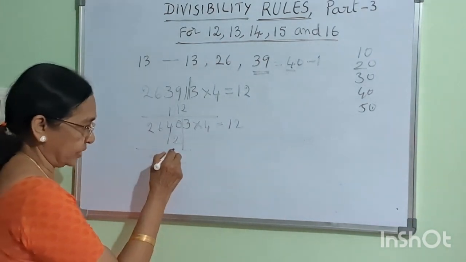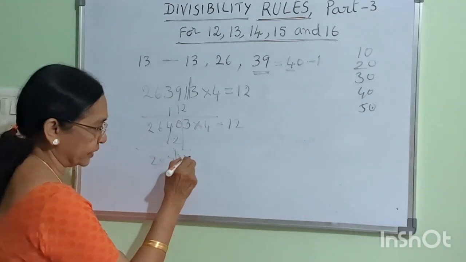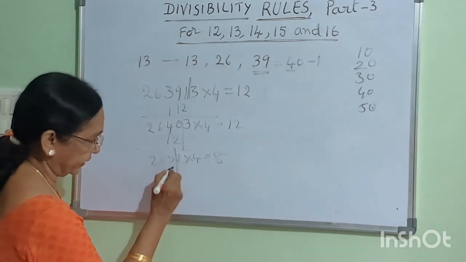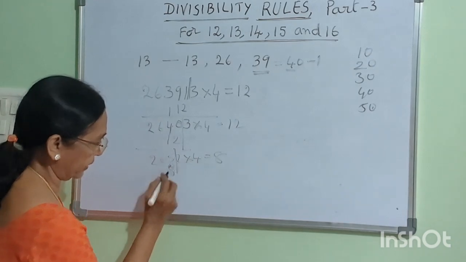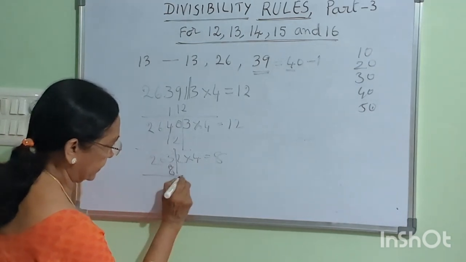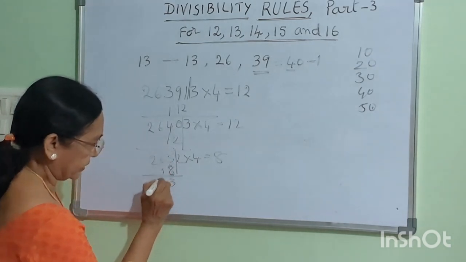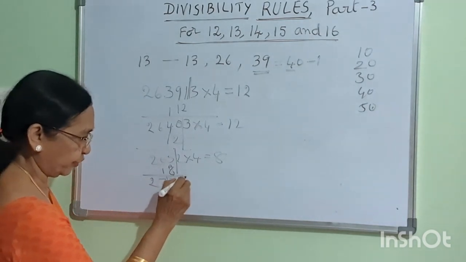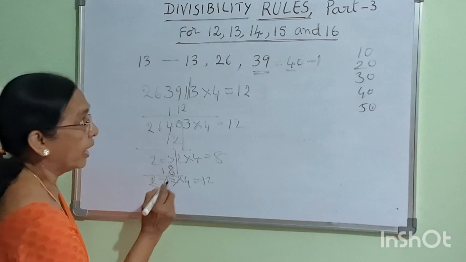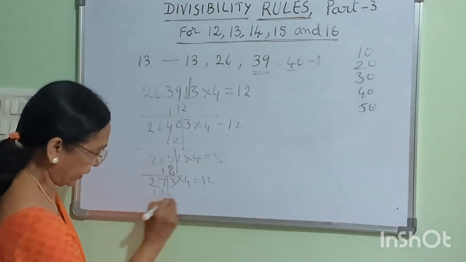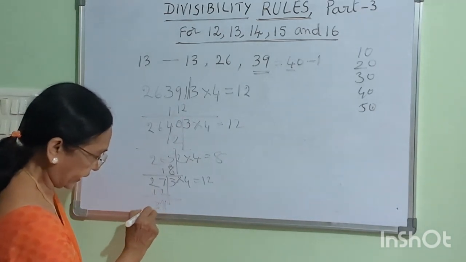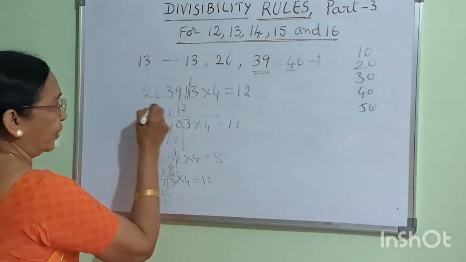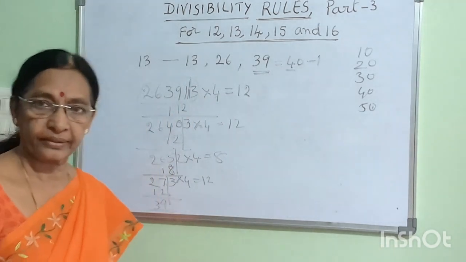Again, as it is a large number, we will continue this process. 2 into 4, 8. So add 8 to this number. Then this is 1372. Again 2 into 4 is equal to 8, no, 3 into 4 is equal to 12. Add 12 to this number. This is 93. 39 is divisible by 13. Therefore, the whole number is divisible by 13.